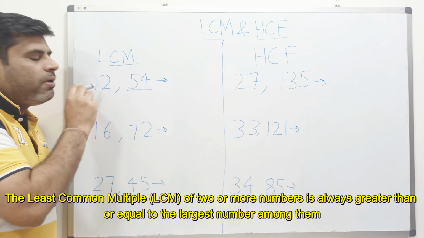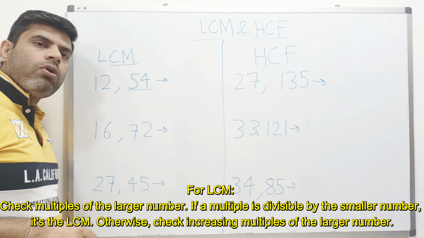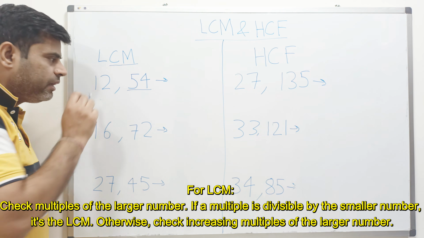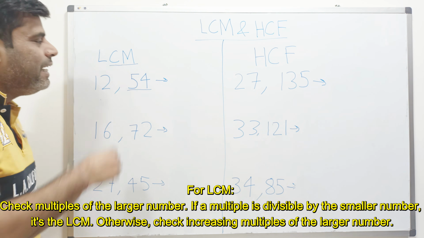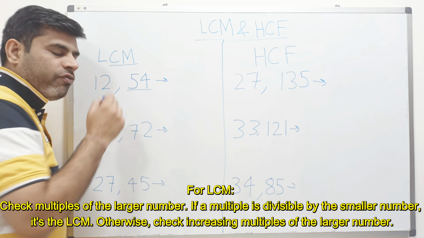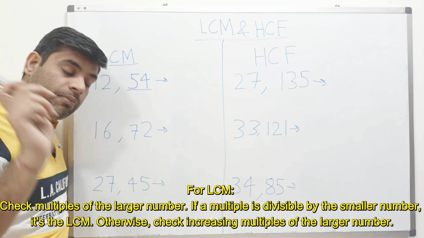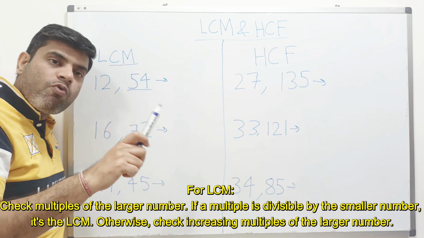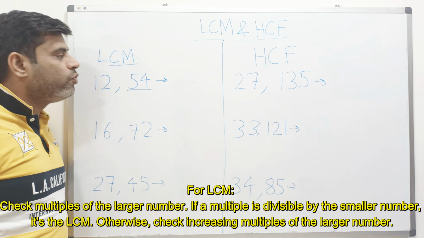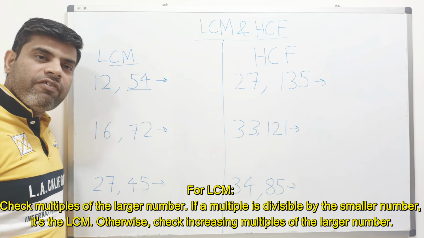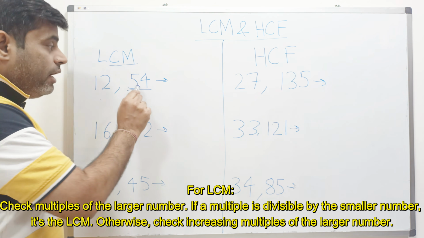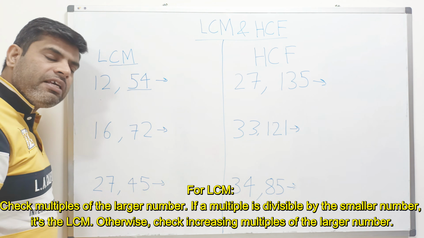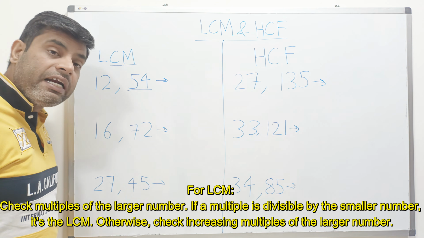Is 54 a multiple of 12? Yes or no? No, of course, because 54 does not come in the table of 12. It's not a multiple of 12. So 54 is not the answer. Let's have a look at the second multiple of 54, which is 108. Mental math again, 54 plus 54, 108. That helps you to find the second multiple very, very fast. So please focus on fast calculation. 108, does it come in the table of 12? Yes, of course. 12 multiplied by 9 is 108.